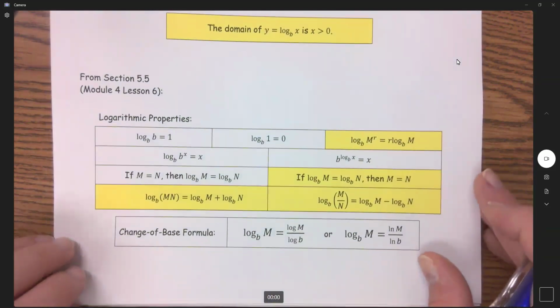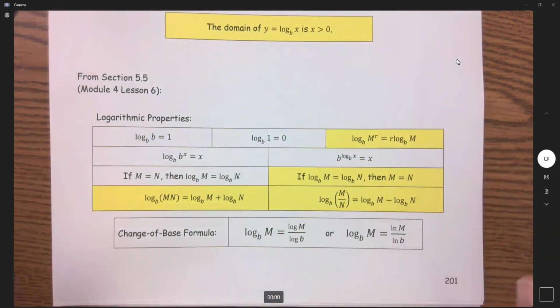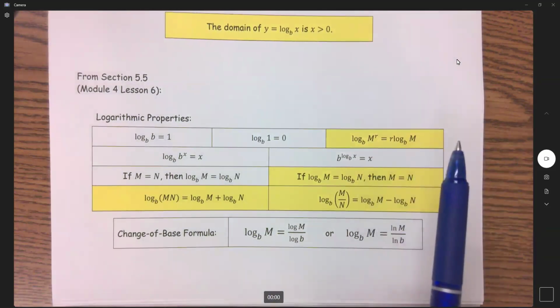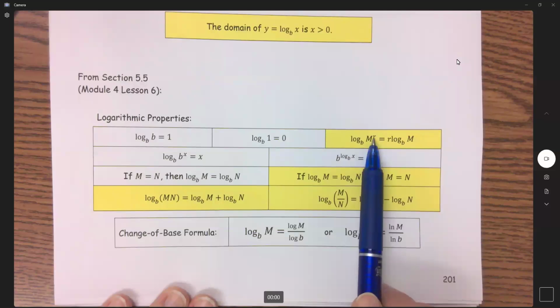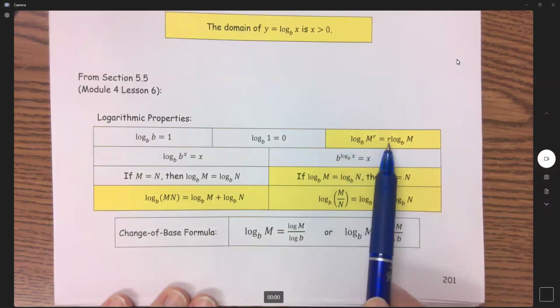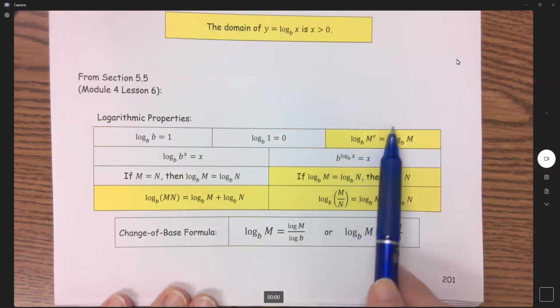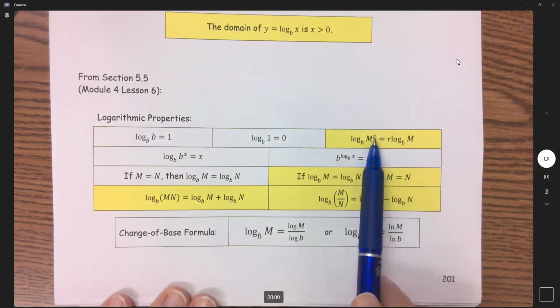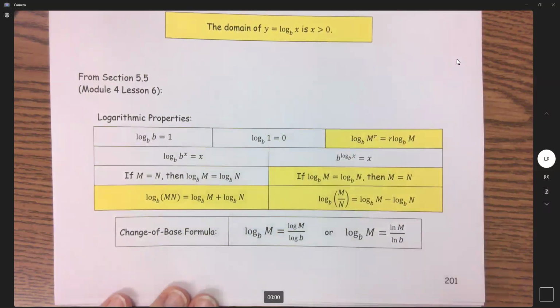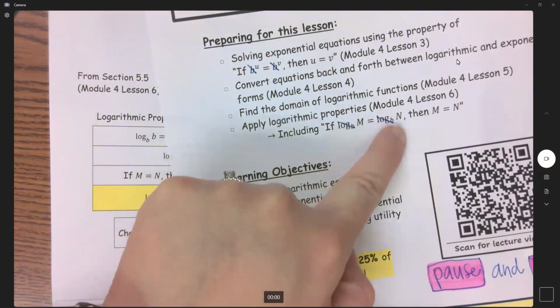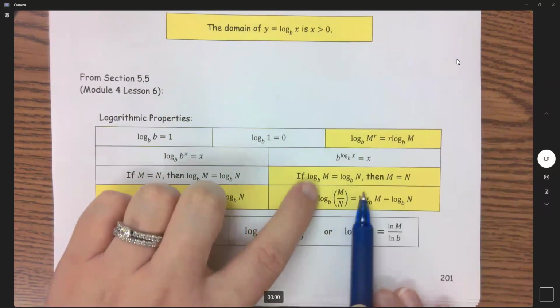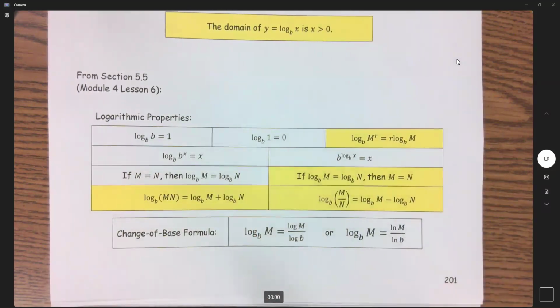And then from last lesson, we went over 8 properties. We need 4 of them. Remember that this exponent here can get moved in front and become a product, or if it's a product, we can move it up and it becomes an exponent. We already went over this one in the front. If you have log base b of m equals log base b of n, you can cancel those out and set m and n equal to each other.